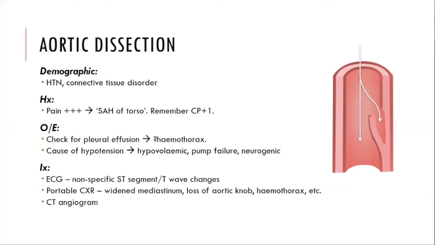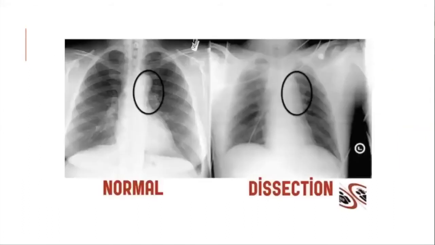But really, even if that's normal, that is not good enough to exclude a dissection. You need to get a CT angiogram, and this is what I mean. I don't know if you can see here, but a normal aortic notch goes in and then back out again here, whereas in a dissection you lose that totally. Brilliant.